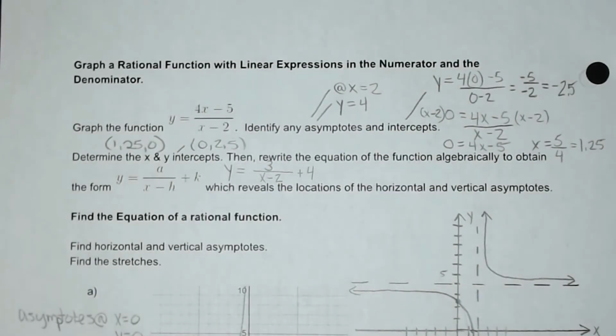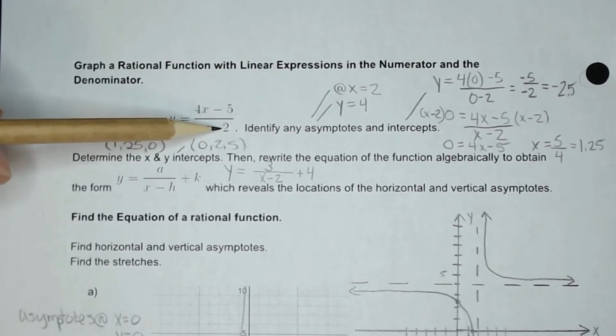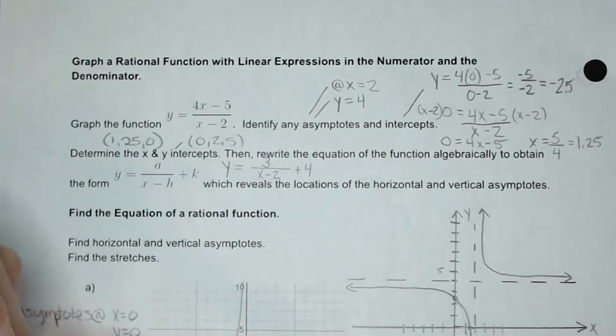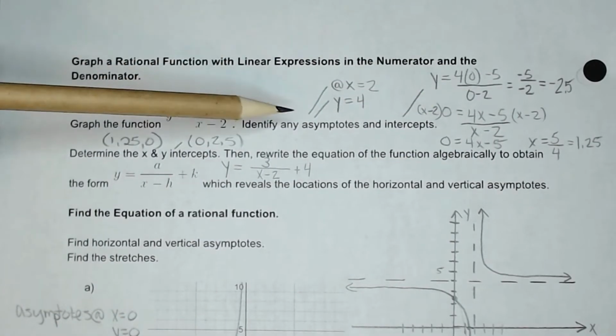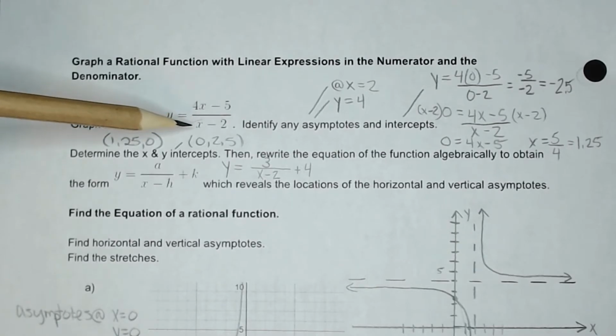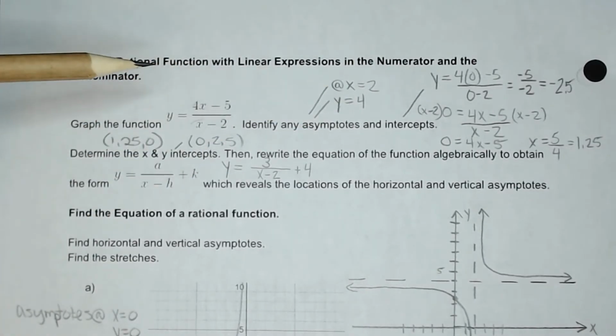We can also graph a rational function with linear expressions in the numerator and the denominator. So you're given this example, y equals 4x minus 5 over x minus 2. Identify any asymptotes and intercepts. I apologize, I didn't leave room for the graph or the work, so it kind of goes like this down the page. So our asymptotes, x cannot equal positive 2, and y cannot equal positive 4.